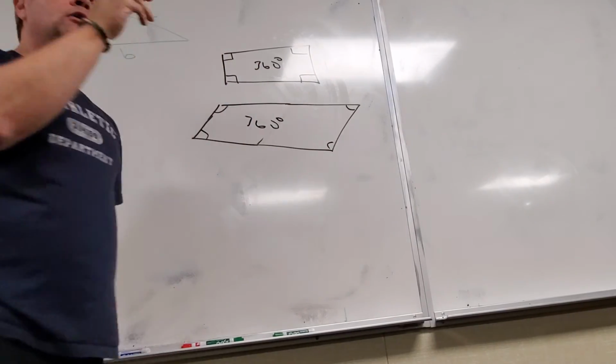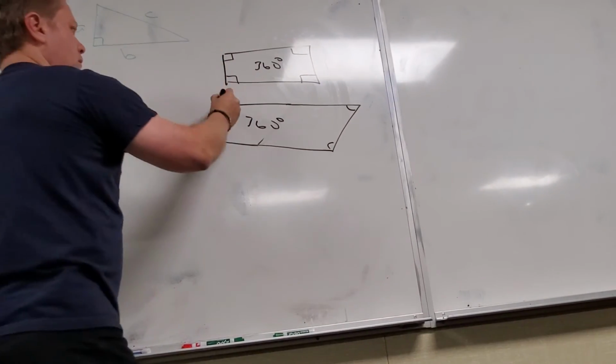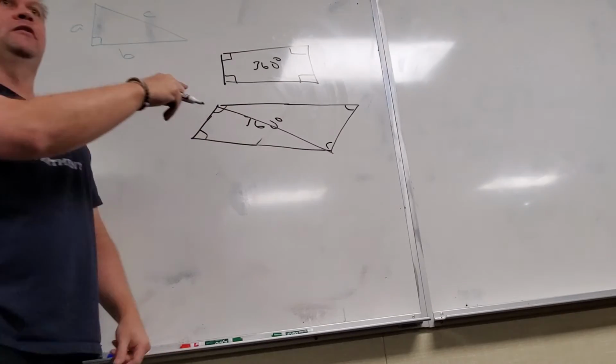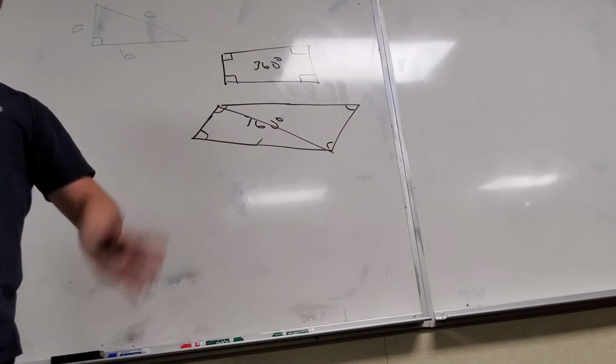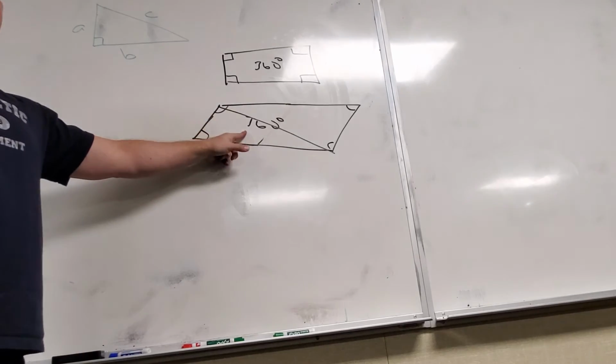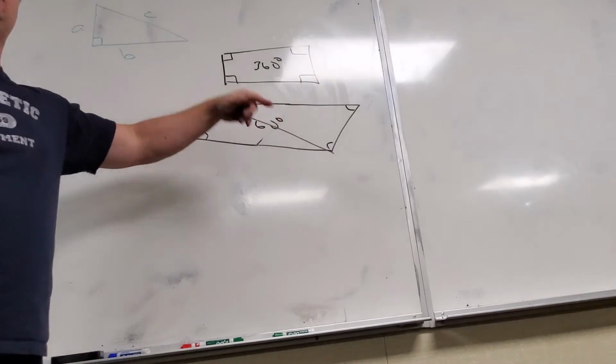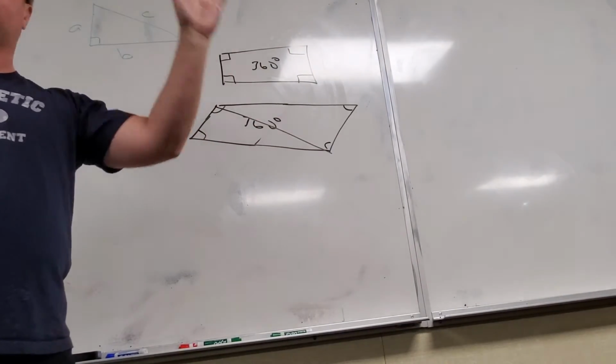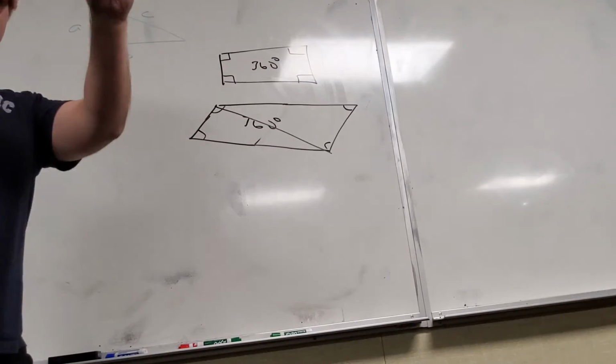Now, any triangle is going to be half of some parallelogram. You with me? So therefore, a triangle is going to have half of 360, 180. That's all that means. You with me? And again, really, now watch this.